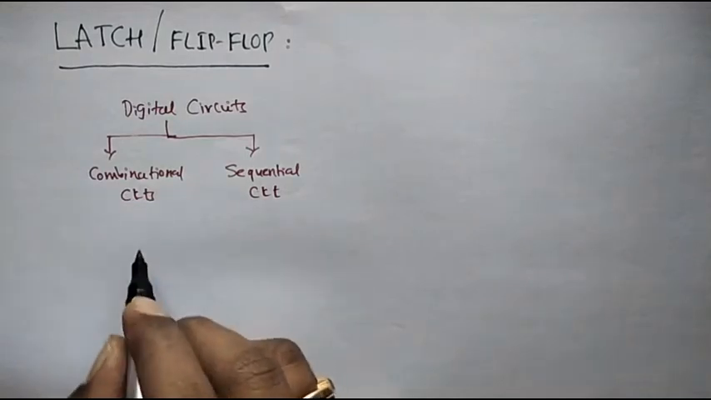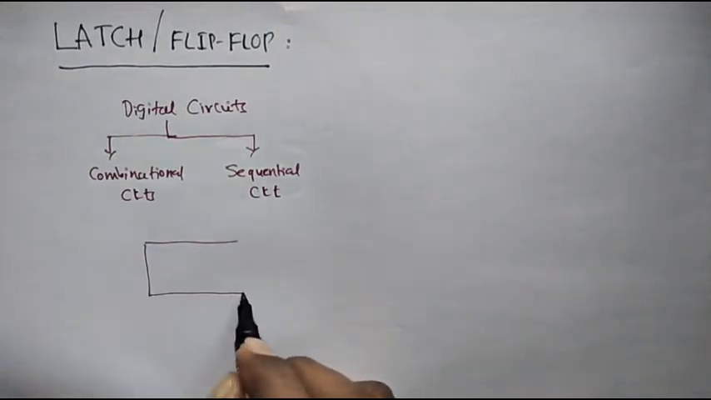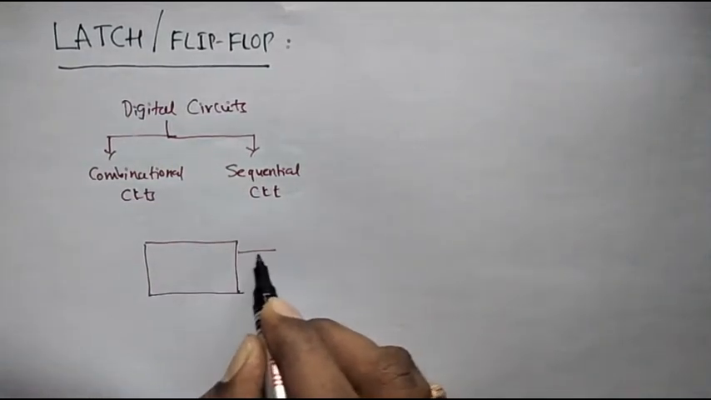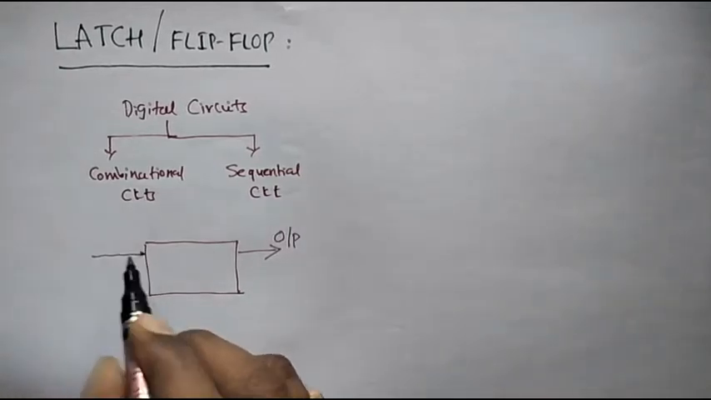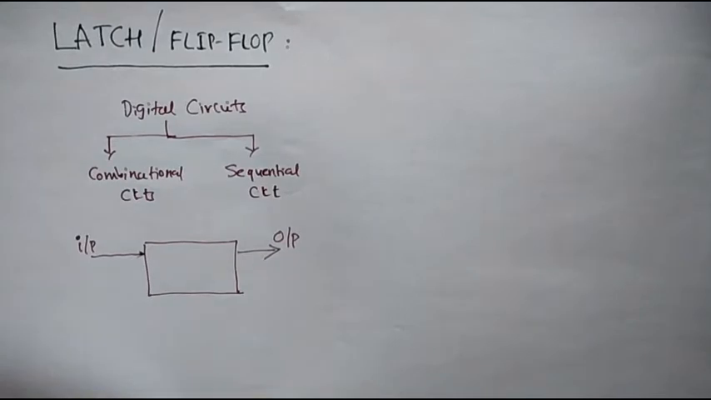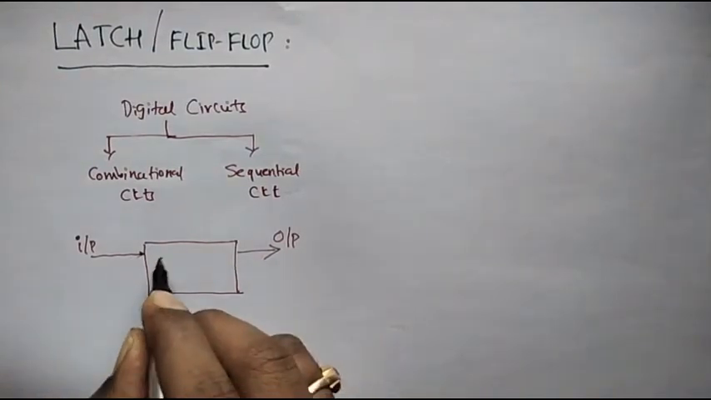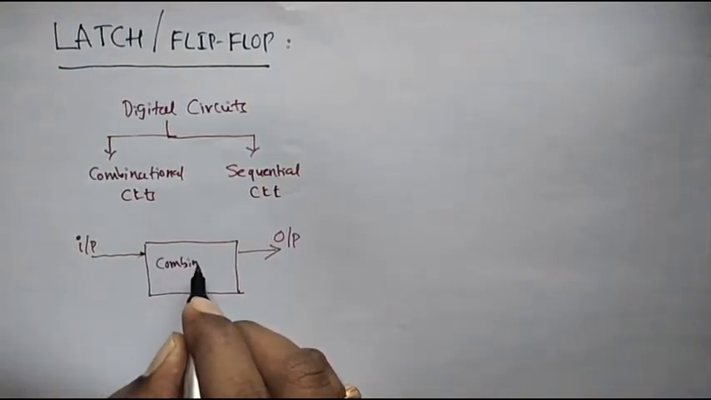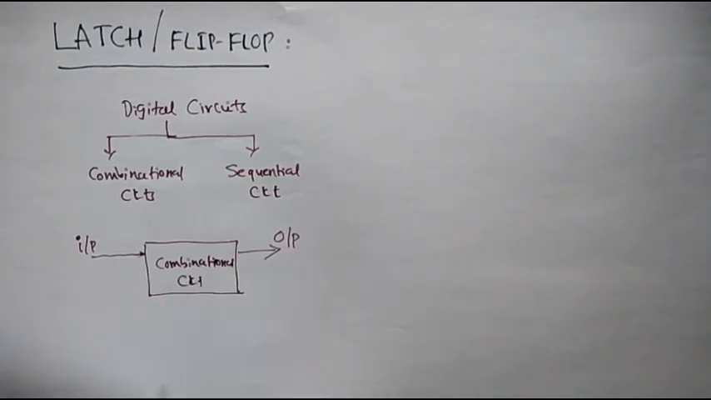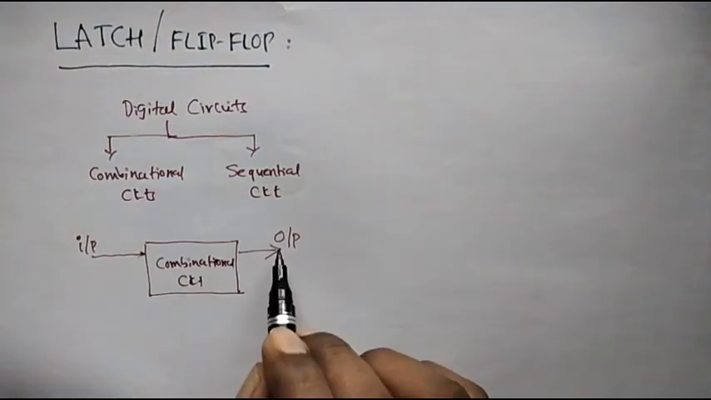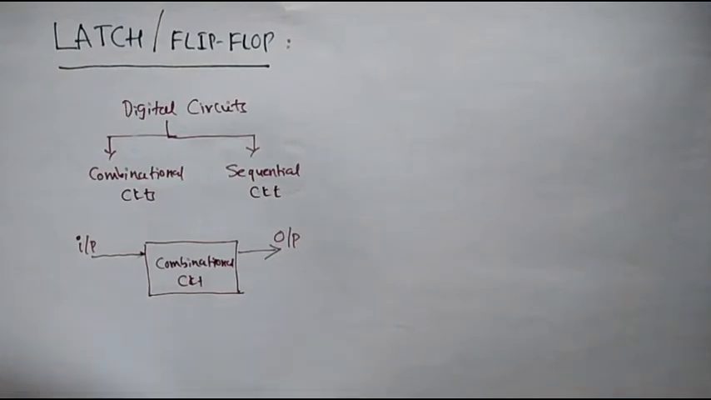In combinational circuit, we have output which always dependent on the present input. This is a combinational circuit, where output is dependent on the input.